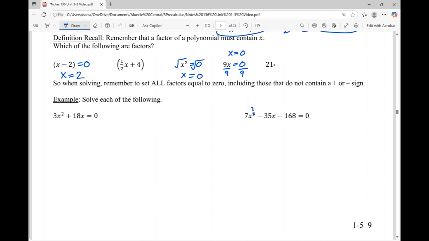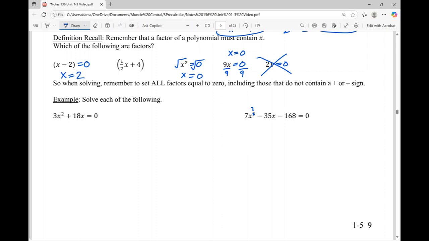But let's look at this last one. If we set 21 equal to 0, there's no x. And what we're saying is that 21 equals 0. Does 21 equal 0? That doesn't even make sense. Okay, so if it doesn't have the variable in it, it's not a factor. If it has a variable, it's a factor, and we need to set it equal to 0 and solve.